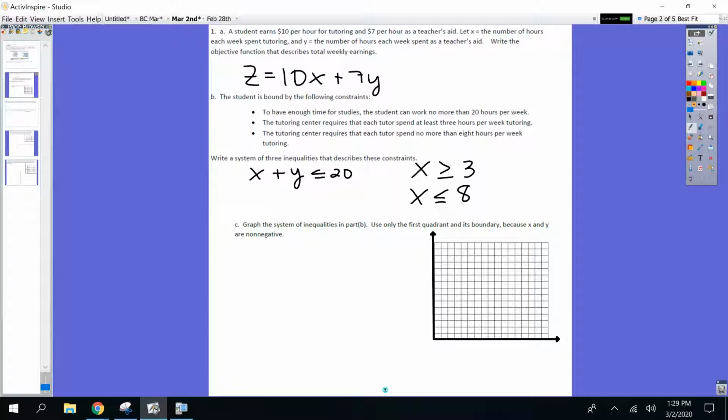Yes, everything is going to be shaded in the first quadrant because everything's got to be positive. I can't work a negative amount of hours. All right, so we can expect everything to be in the first quadrant. But don't assume you're going by ones, though.